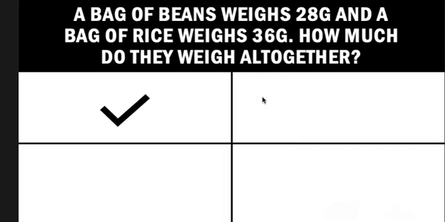And let's go ahead and read the problem together. So a bag of beans weighs 28 grams and a bag of rice weighs 36 grams. How much do they weigh altogether? So I really want to be able to picture what they're asking in order to understand what we need to do. So I am literally picturing a little bag of beans on a scale that weighs 28 grams and a little bag of rice on a scale that weighs 36 grams. And if they're asking altogether, I know I'm going to have to add those together.